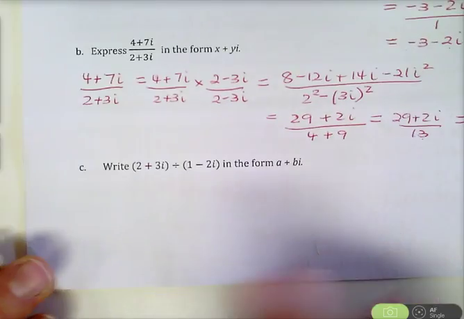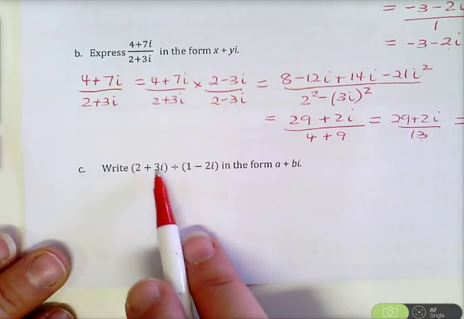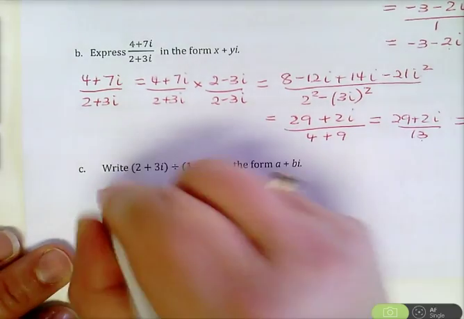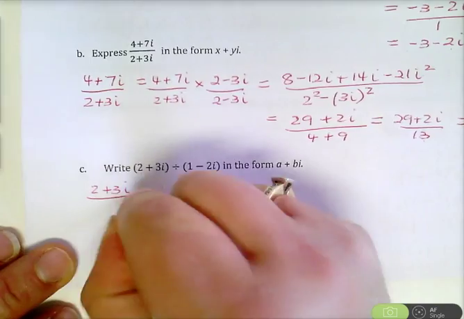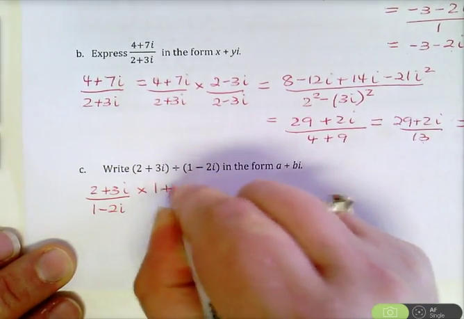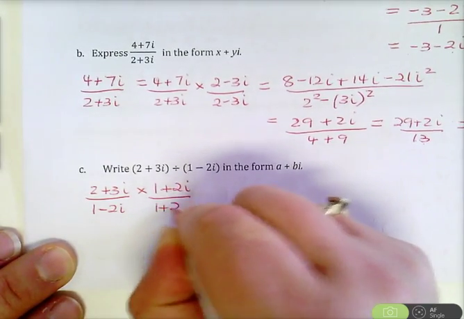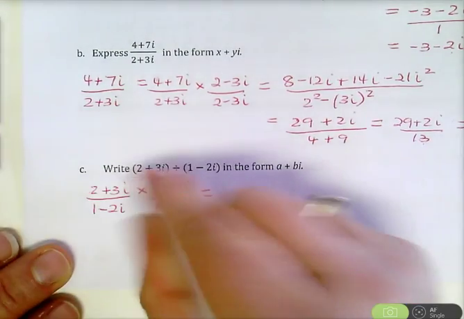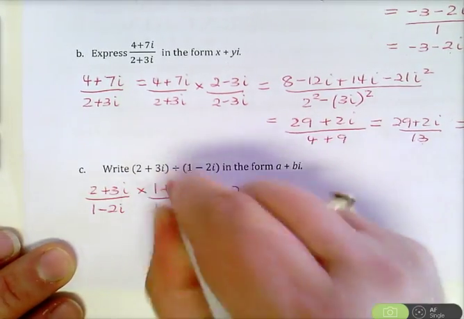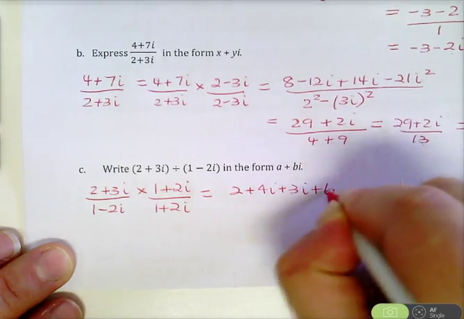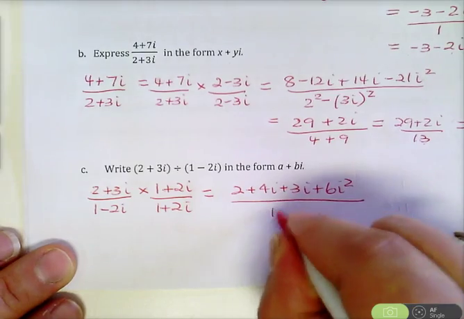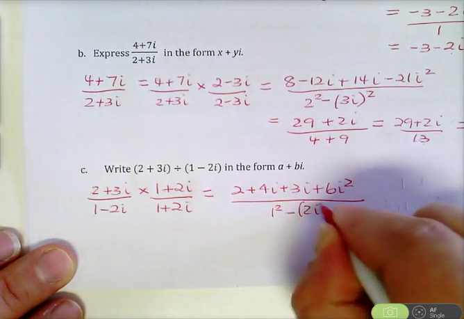Now for this last example here, writing 2 plus 3i divided by 1 minus 2i in the form a plus bi, just the same sort of thing again: 2 plus 3i over 1 minus 2i times the conjugate complex number, which is 1 plus 2i over 1 plus 2i. Expanding the numerator, we get 2 plus 4i plus 3i plus 6i squared, and the denominator is in the form of a minus b, a plus b, which would be a squared minus b squared.